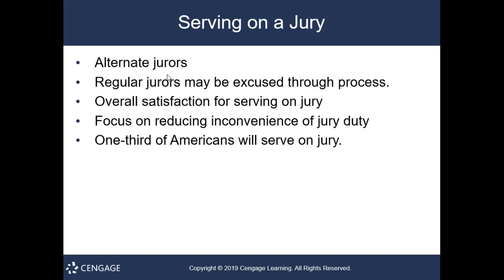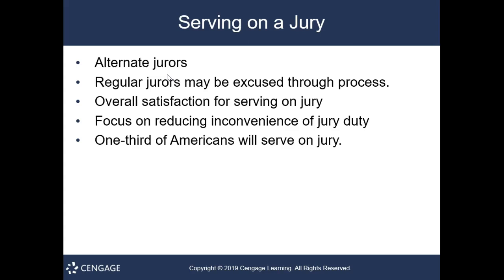They will have to listen to the case just like they were regular jurors. And in the event that one of the regular jurors has to be excused in the middle of the process, they will pick up and go into the group of 12 and serve as a juror. Regular jurors may be excused through the process, and that's why we have the alternates.